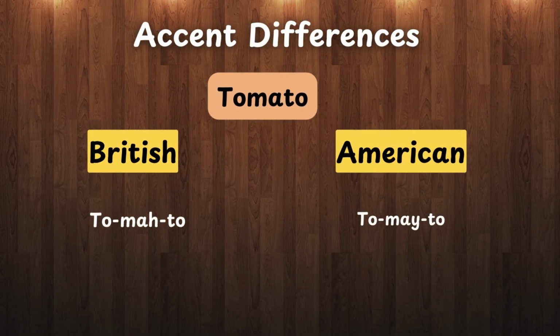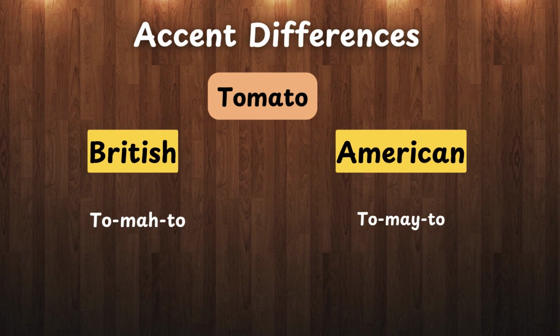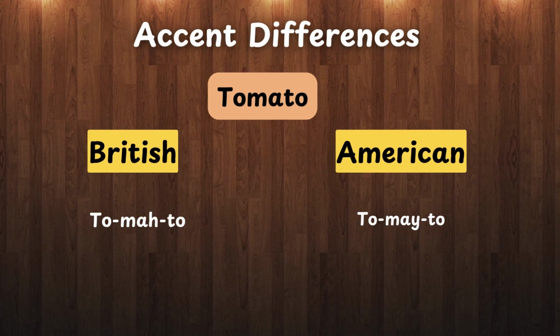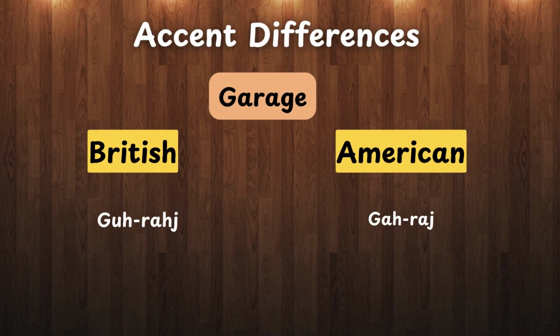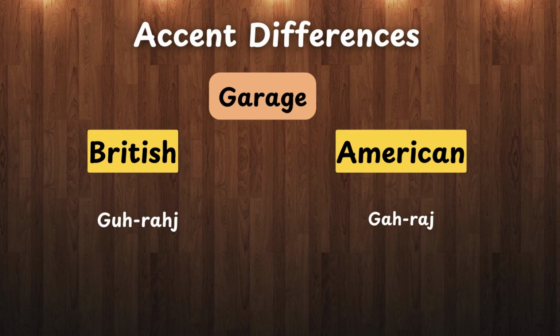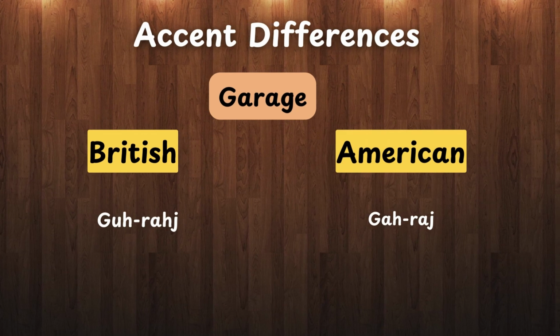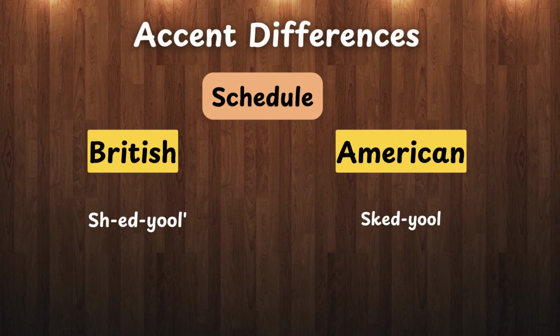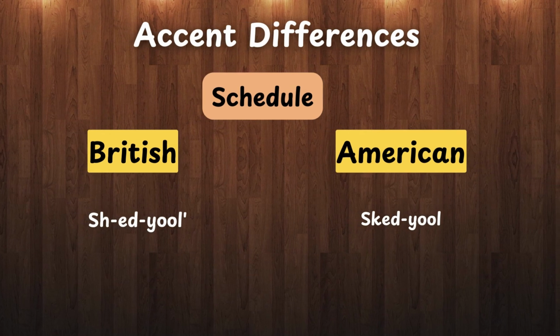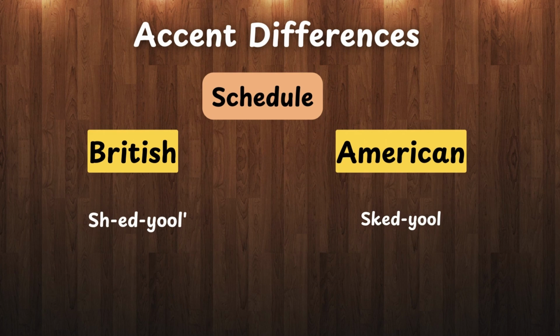British English pronounces this word as tomato, and in American English they say tomato. Next is garage. In British English they say garage, and in American English they say garage. Next word, British English speakers pronounce this word as schedule, and in American English they pronounce it schedule.